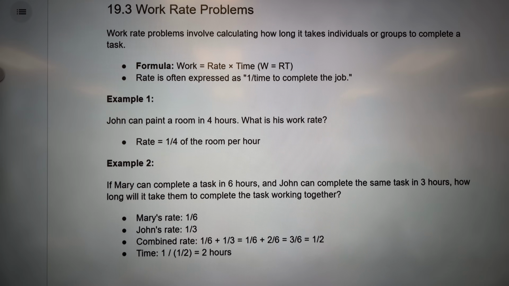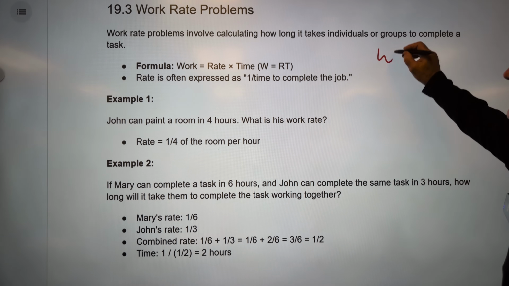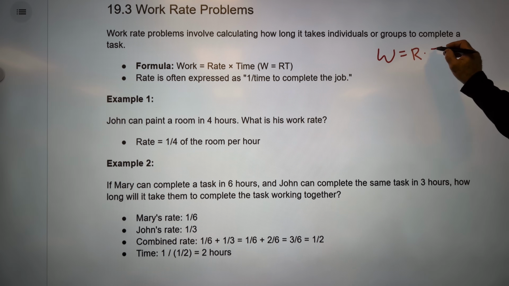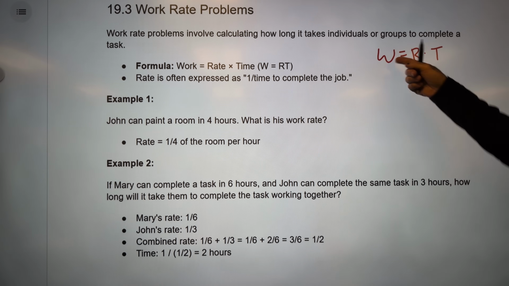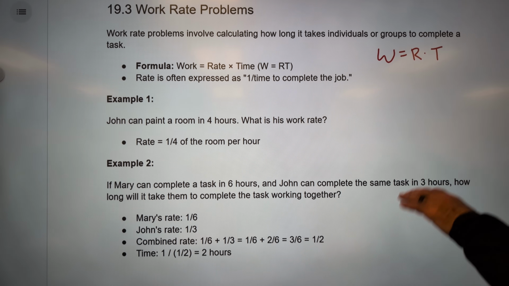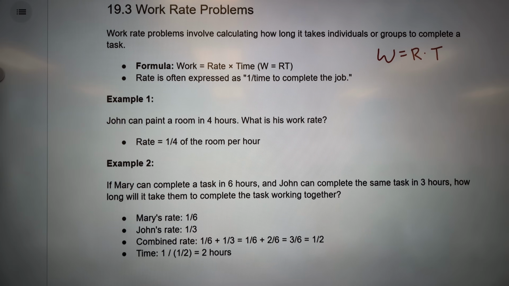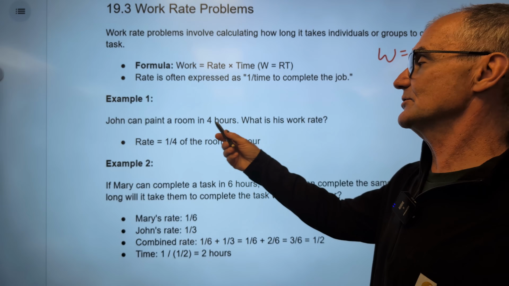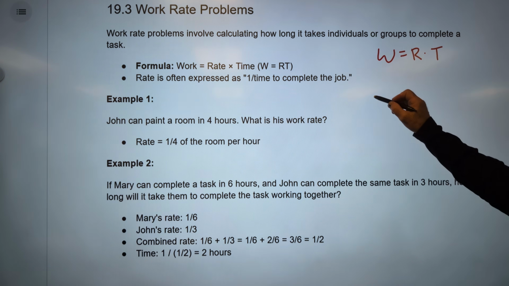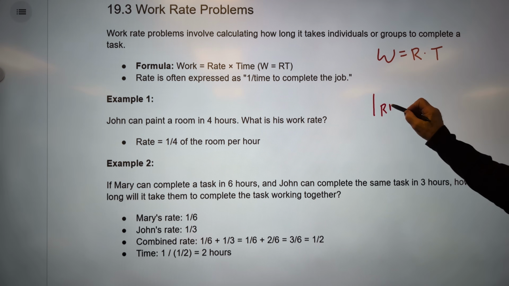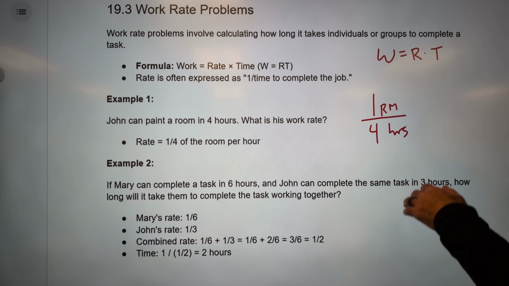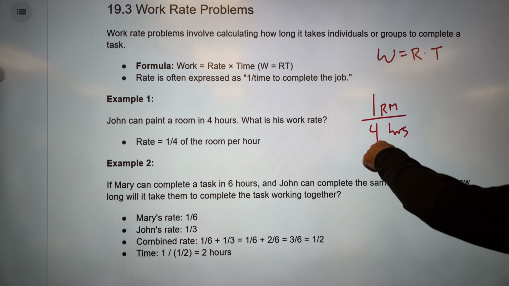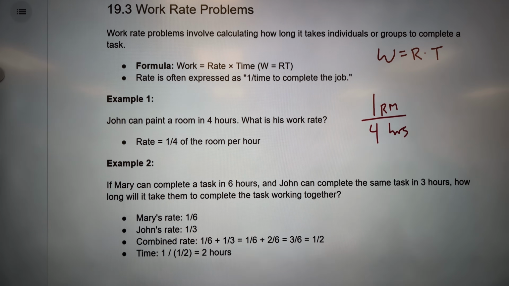Okay, section 19.3, work rate problems. The work is equal to the rate times the time. So this will be hours. This will be hours per job, and then the work. Very similar to what we were doing earlier, but different variables now. So let's take a look at this first one. John can paint a room in 4 hours. So he can paint one room per 4 hours. So what is his work rate? His rate per hour would be 1/4 rooms per hour. So that would be his work rate, 1/4 room per hour.